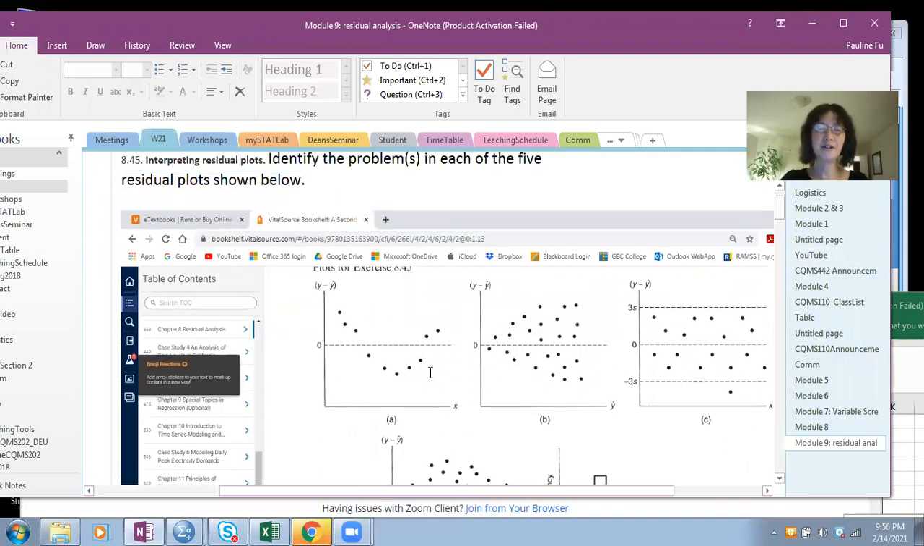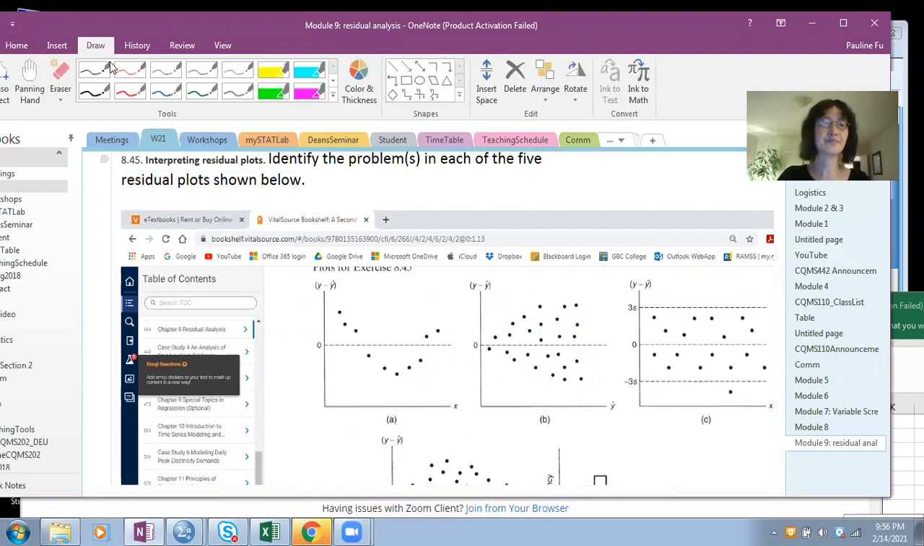Okay, let's look at the first diagram. This is a residue plot, and it looks like a parabola. So there's a pattern. That means it is not a linear relationship between x and y. See this parabola curve. So a curvilinear, maybe quadratic, model would be appropriate.